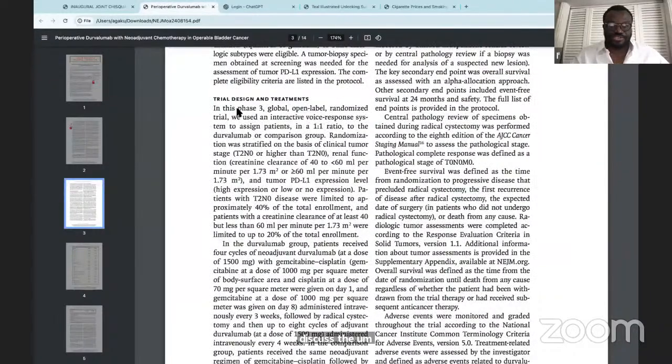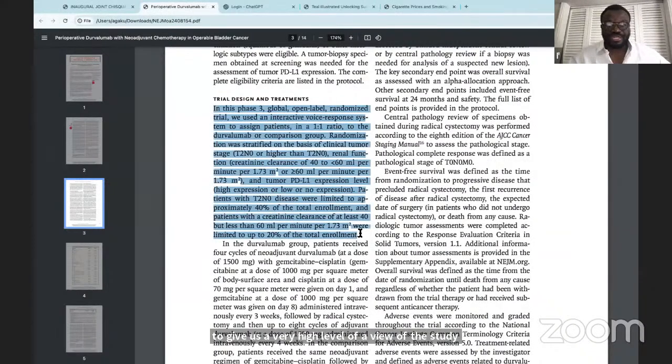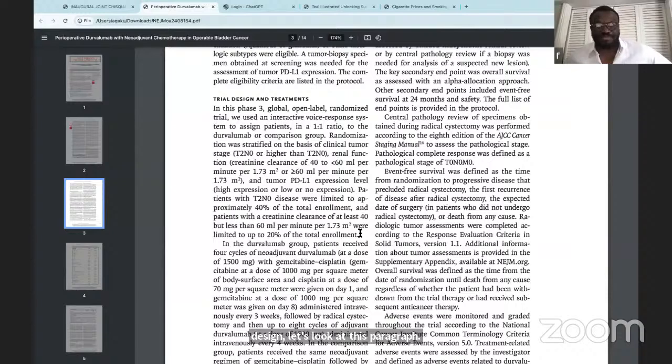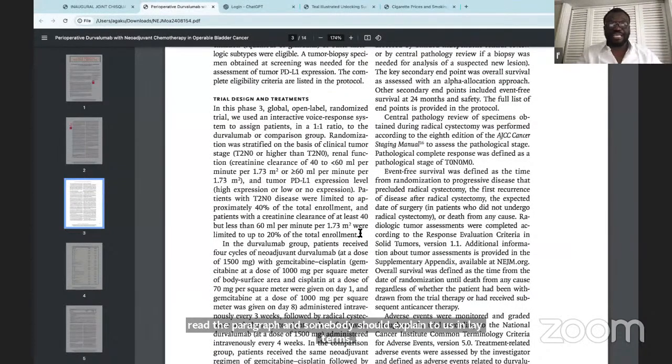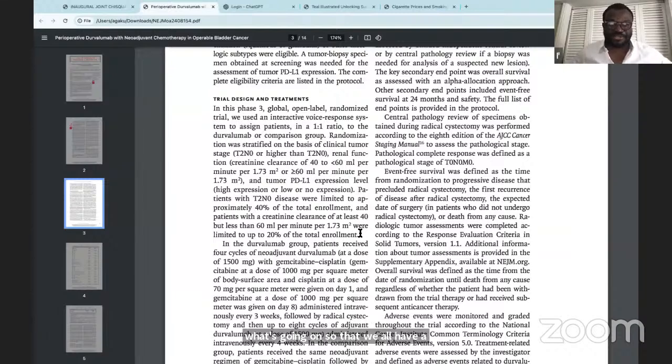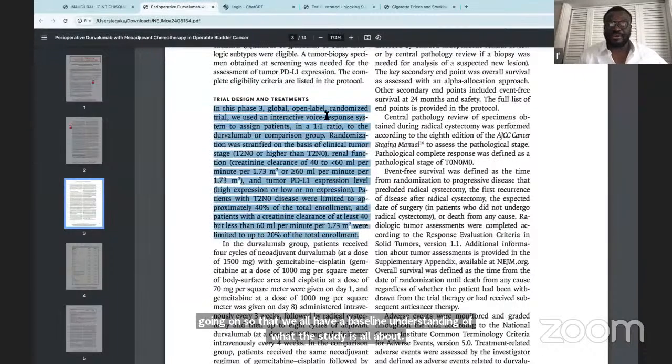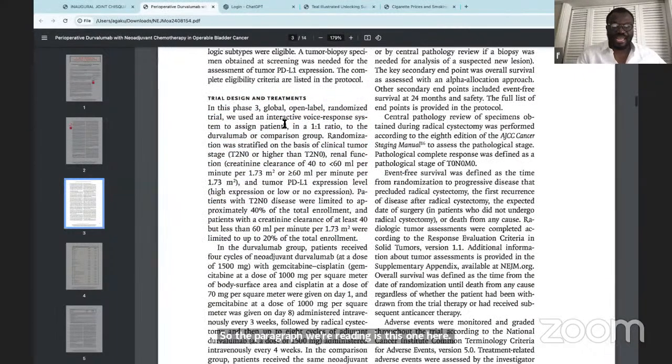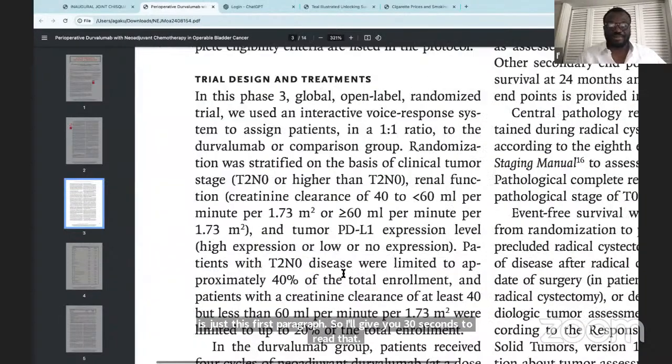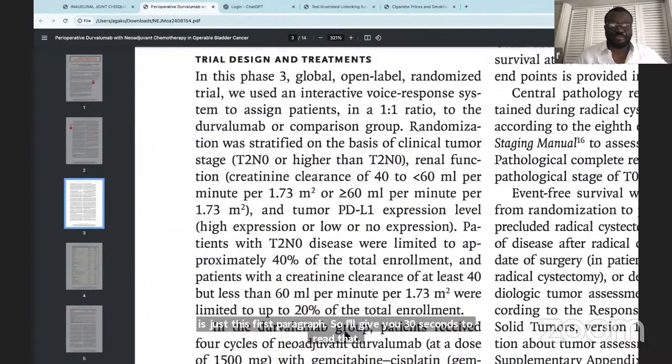So to give us a very high-level overview of the study design, let's look at this paragraph. Please read the paragraph, and somebody should explain to us in lay terms what's going on, so that we all have a baseline understanding of what the study is all about. So the paragraph we're reading is this one here. This is just this first paragraph. So I'll give you 30 seconds to read that, and then we can have somebody who will explain to us what the study is all about.